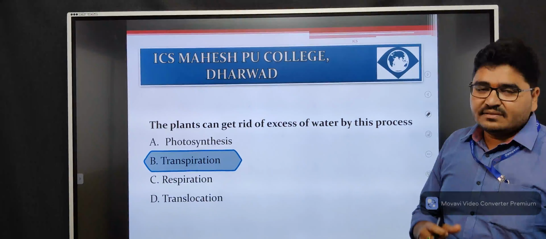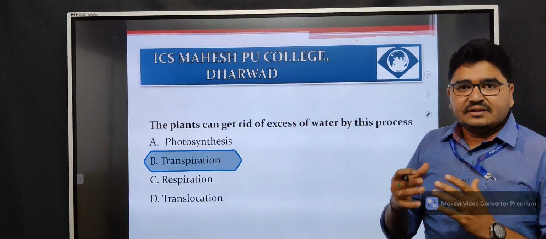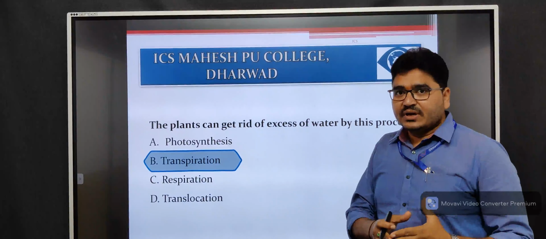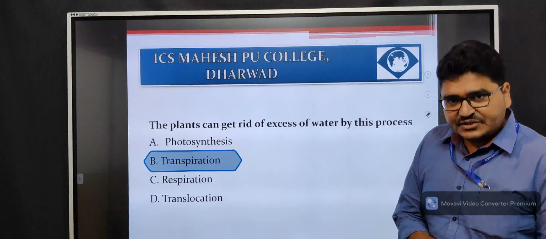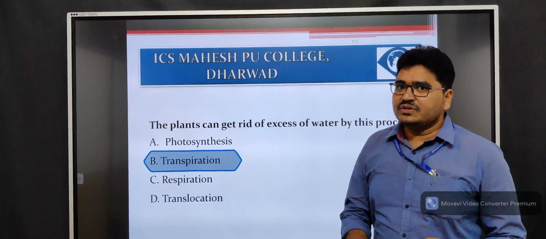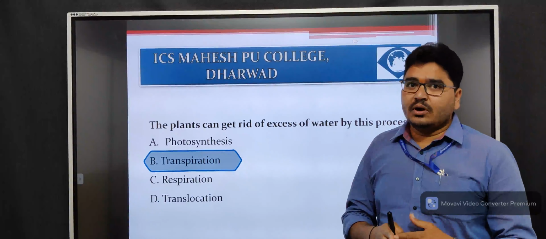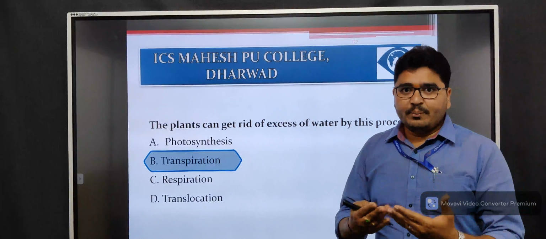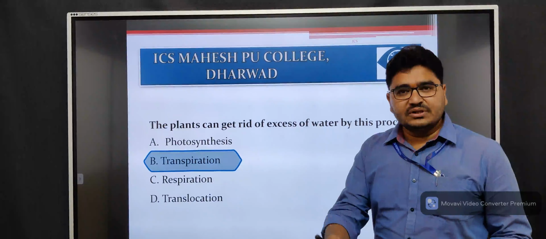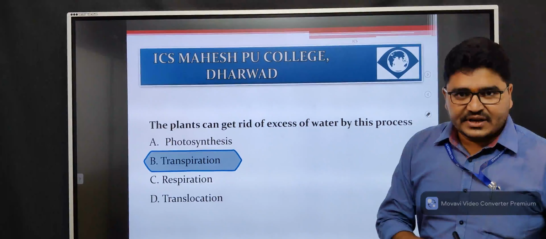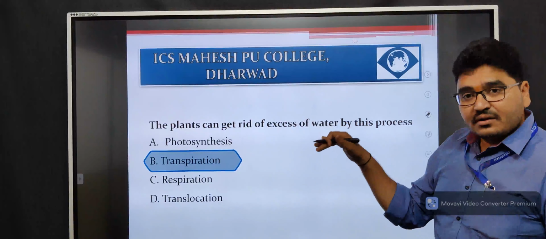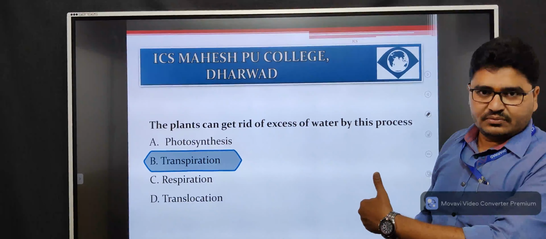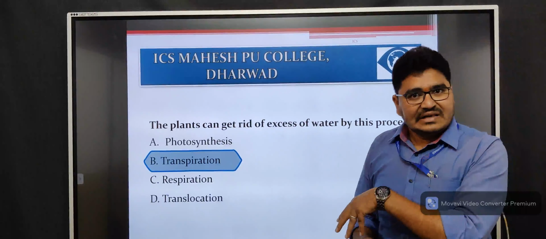So I think we have studied in the conduction of water in plants, in the life processes topic, how water is transported in plants. That process we call transpiration. Transpiration is a process by which plants lose water, and that too in the form of vapor. That process we call transpiration. Moreover, this transpiration process correlates with the transpiration pull theory.